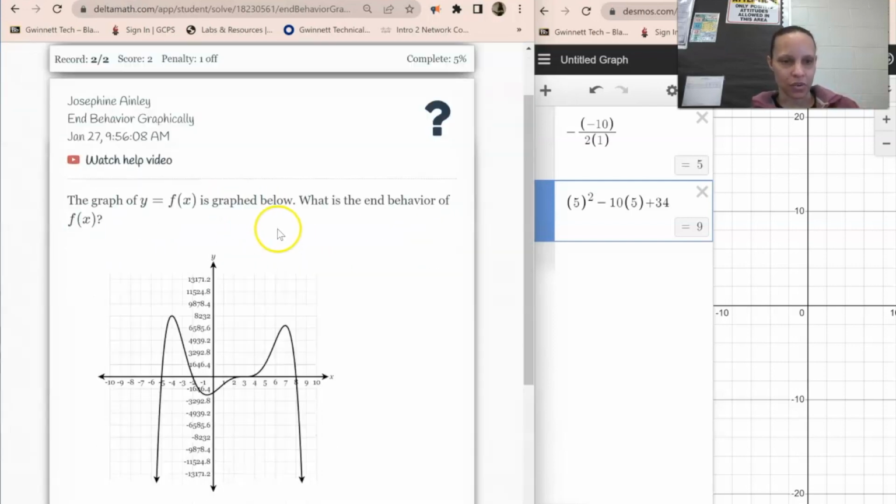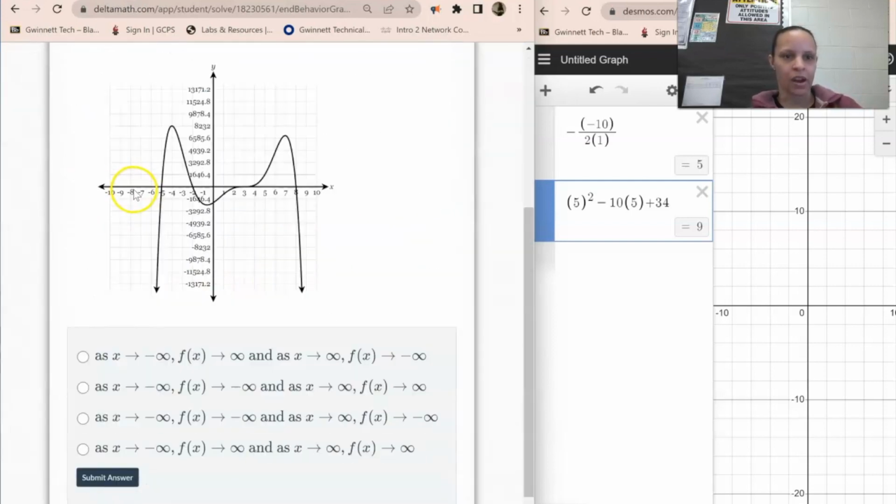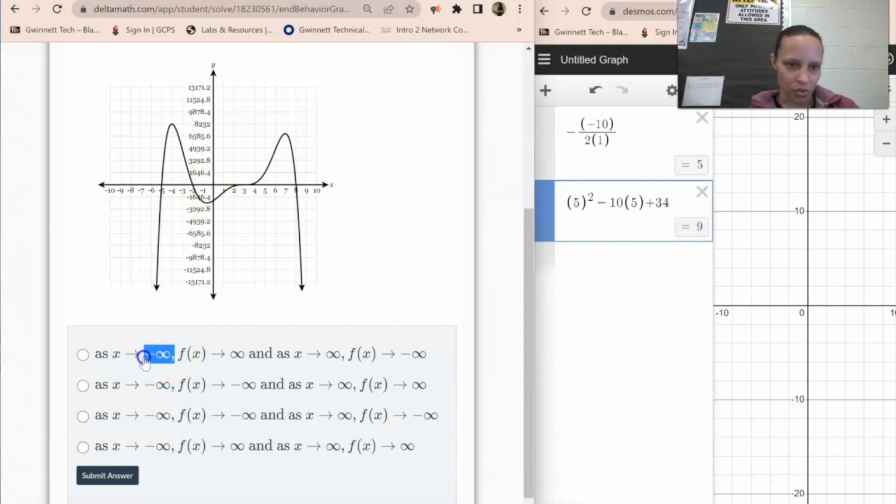Oh, I guess I finished the questions, but I'll do this one too. I'm going to read this first. As x is going to which way? The left-hand side. So as x is going to the left, what's the graph doing? Going to negative infinity. So the graph should be negative infinity. It's either this answer or this answer.